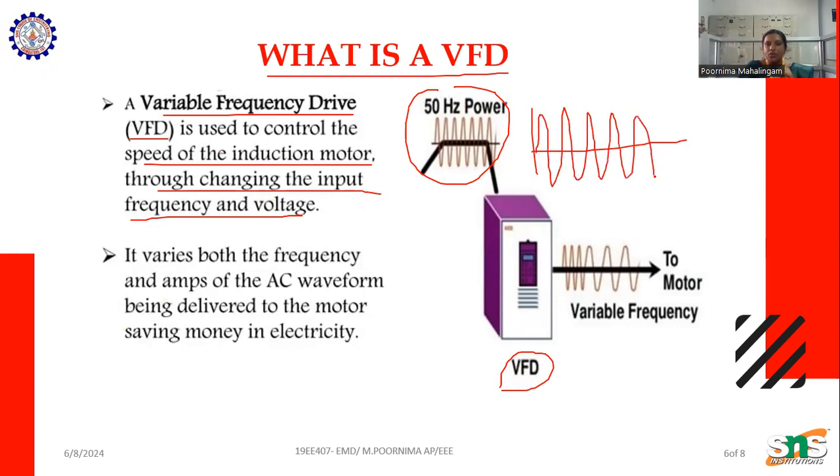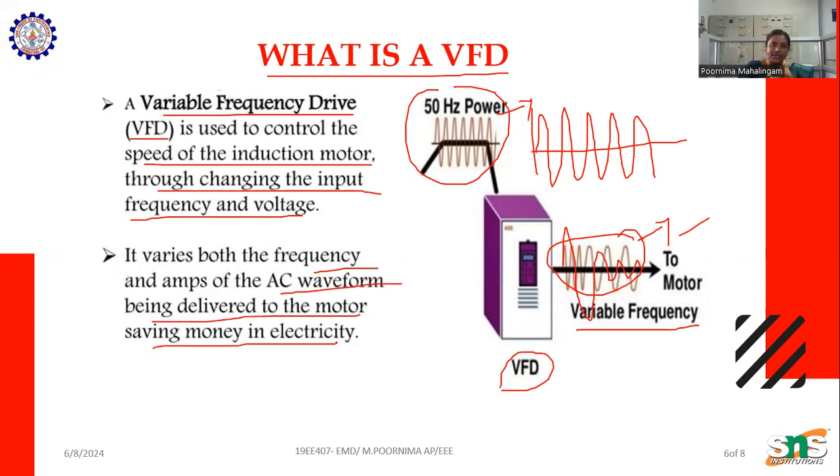Now we can see what happens to the motor with variable frequency. Here we can see the variation in time period and frequency. Here we can see the constant frequency, and here the variable frequency. It varies both the frequency and amplitude of the AC waveform being delivered to the motor, saving money on electricity.